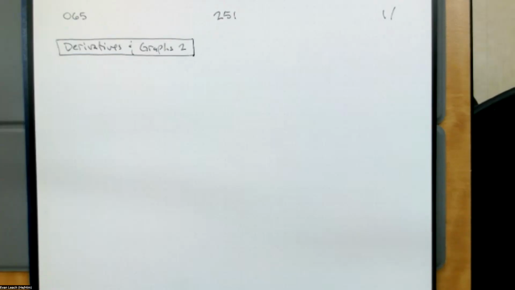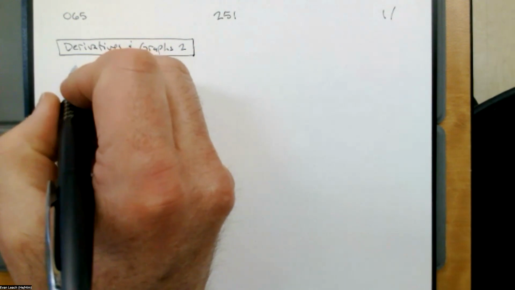Yesterday, we started talking about derivatives and graphs. We really want to start using our first derivative, and this is one of our classic problems that we use the first derivative for. The first derivative of a function tells us about the direction of the function. The sign of the first derivative tells us about the direction of the function.